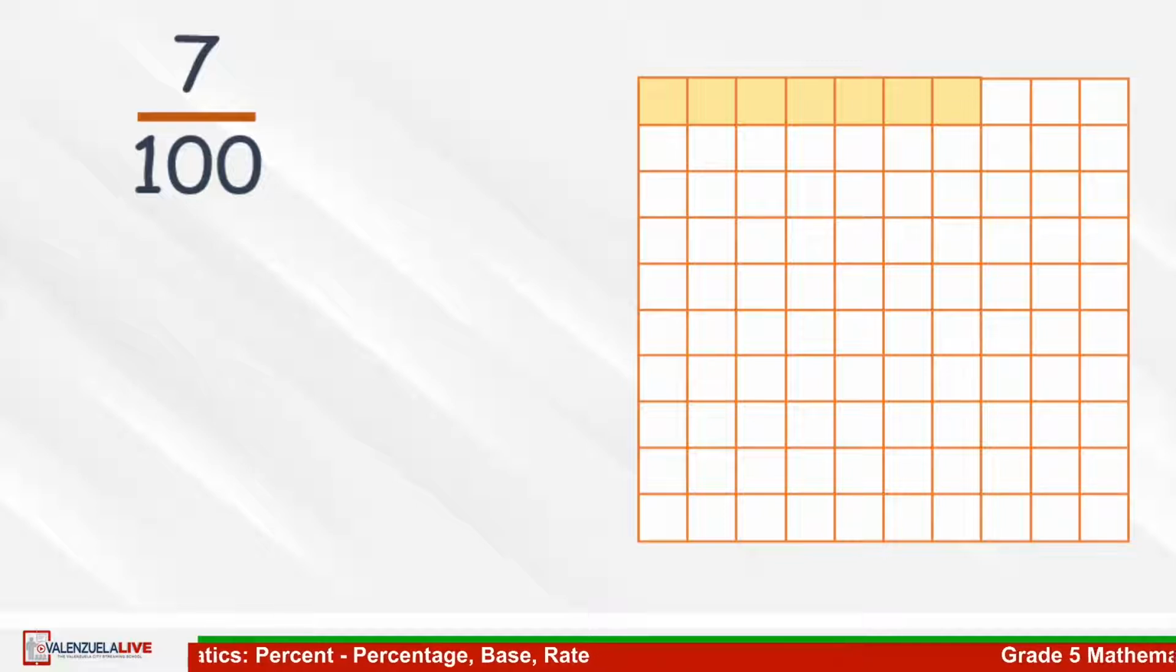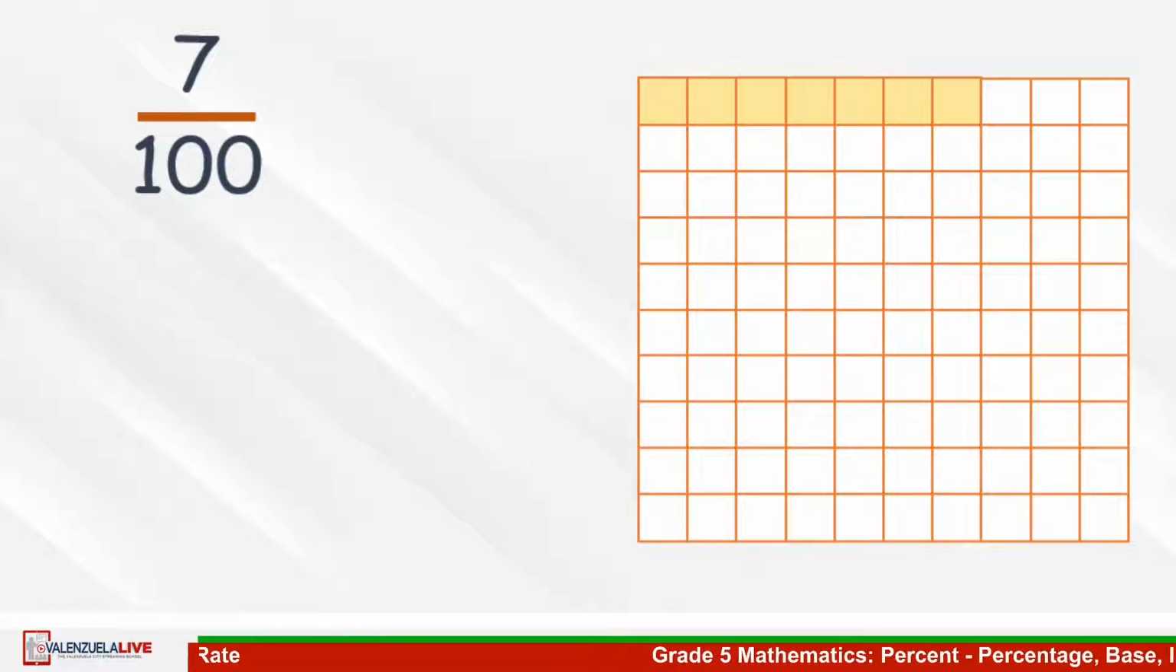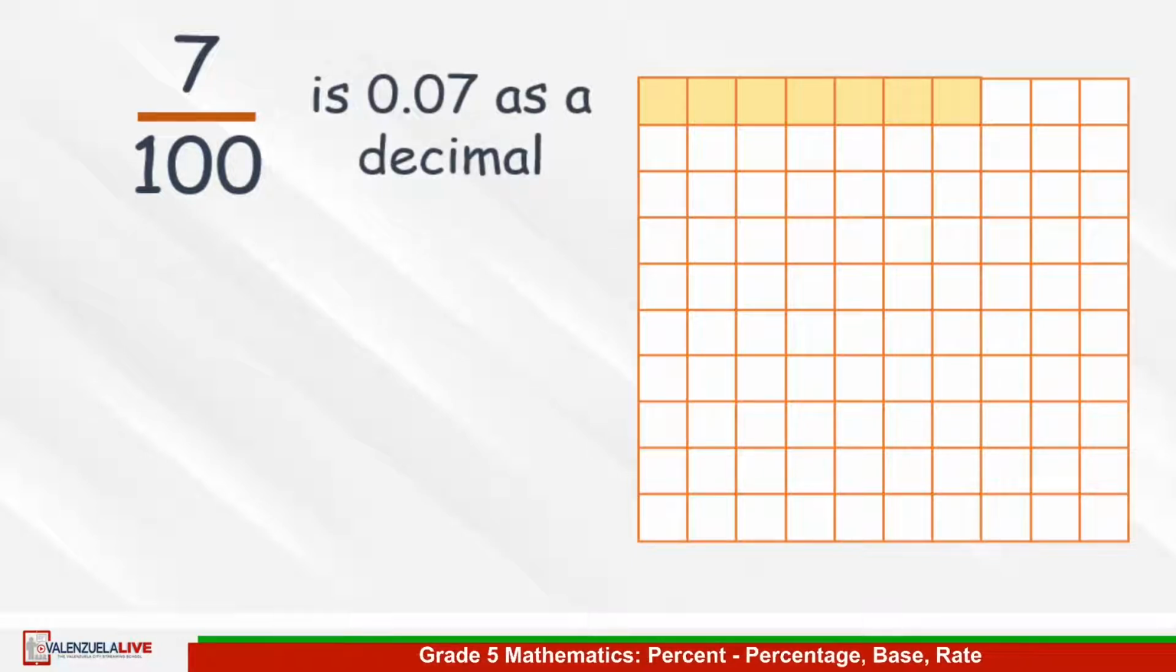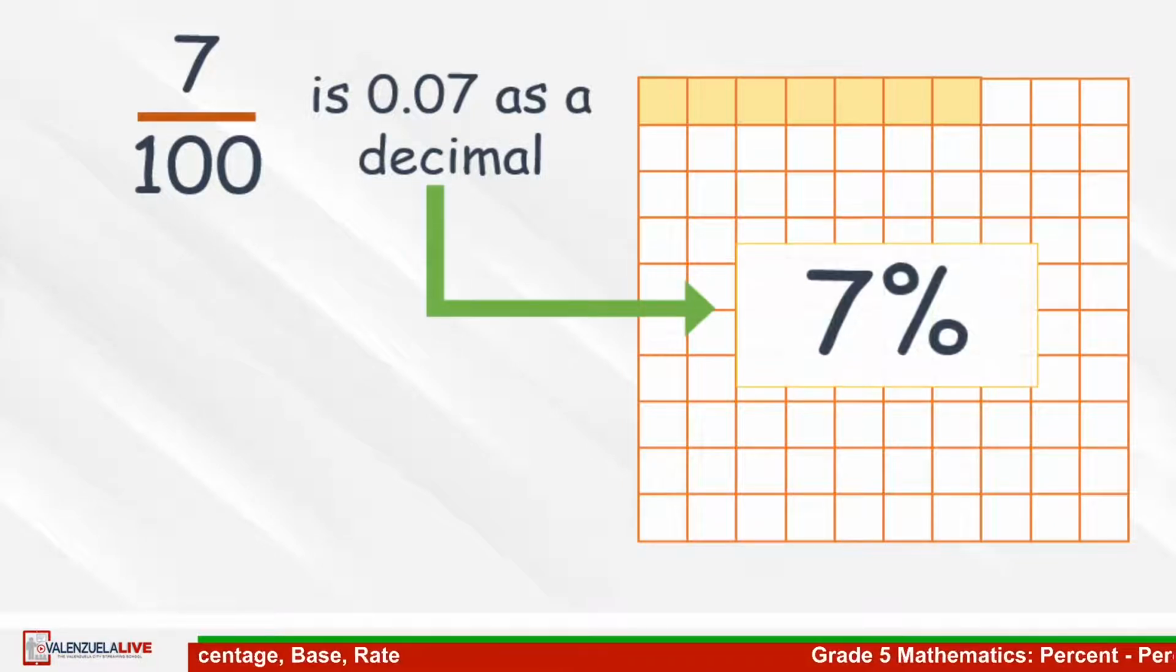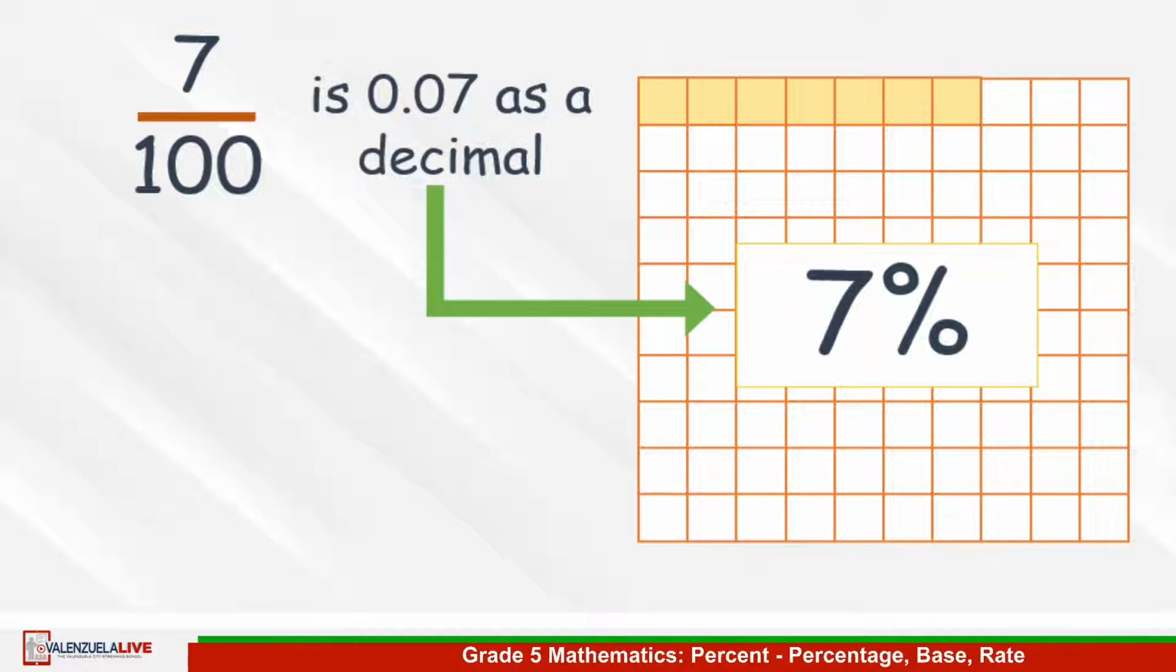Now, a while ago, I asked you to change fraction to decimal. When we change 7 over 100 to a decimal, what is your answer? You're right. It is 7 hundredths as a decimal. We can also express 7 hundredths as 7%. Yes, you are right. The fraction, the ratio, and the decimal can be expressed as a percent.